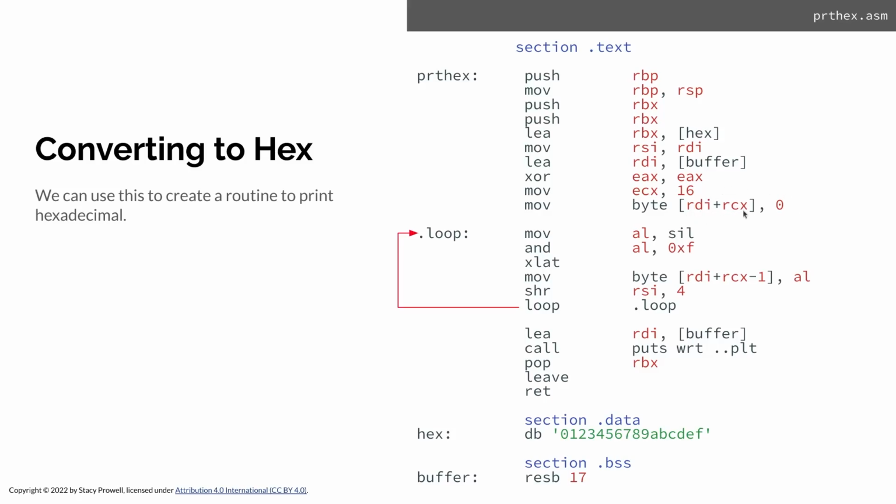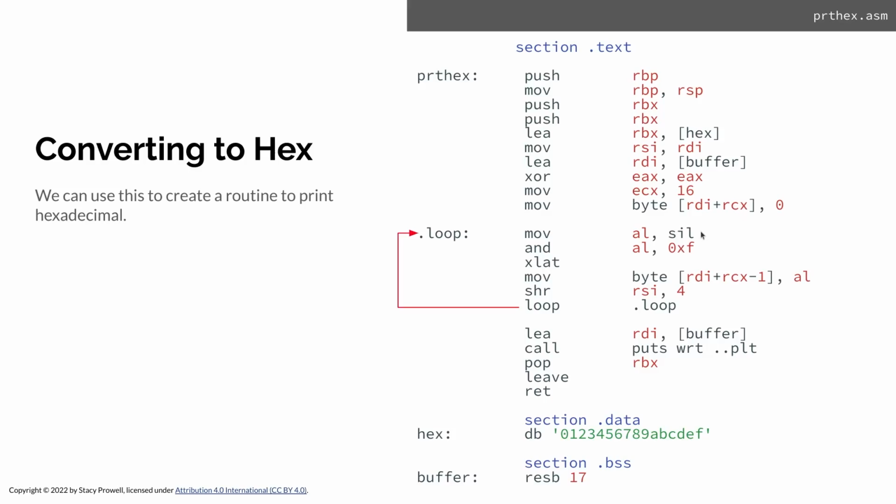So I then put a 0 in RDI plus RCX. Whoa, what am I doing there? This is the null terminator. Remember, RDI currently points to buffer, just 17 bytes. ECX contains 16, so this is buffer plus 16. That is the 17th byte of buffer, right? Because the first byte is 0, second one's 1, the 17th one is at plus 16. And I put a 0 there. So I go ahead and null terminate the string immediately.